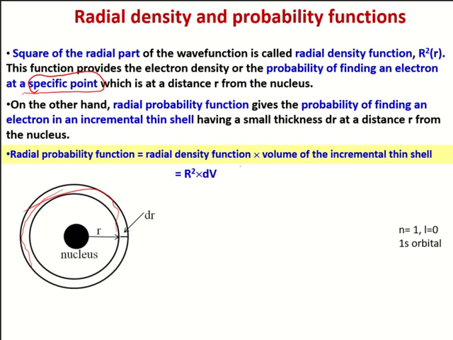So this dV, this small volume, it is easy to find out. 4 pi r square into dr, that is simple. If you thin shell का जो volume होगा 4 pi r square dr होगा. So square of the wave function, capital R square, and then multiplication by the volume of the thin shell gives you the radial probability, which is this.